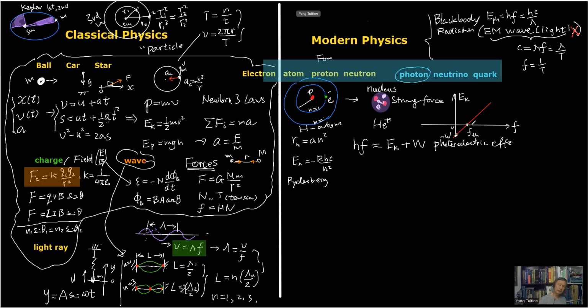In other words, if the frequency is too low, then there is no photoelectron. If the frequency is high, you always get photoelectrons. So when the frequency is larger than this threshold frequency, you can always get electrons coming out with certain kinetic energy.